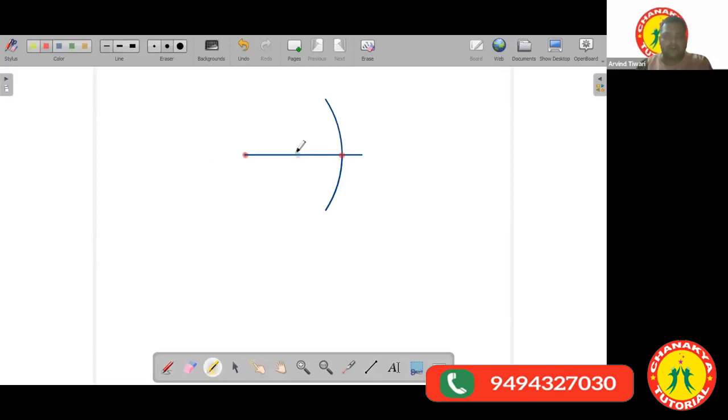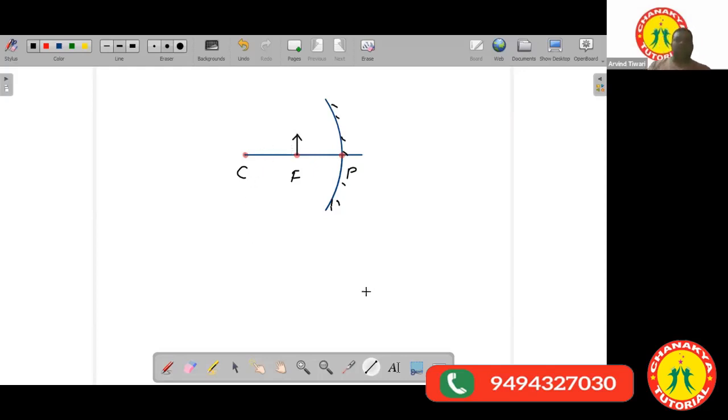And focus. Yesterday I told you that you need to take the help of a ruler to plot the points C, F and P. The focus should be exactly in between the pole and the center of curvature. Only then will you get the correct ray diagram. So now let's put the object at F, and to make the object we draw an arrow.